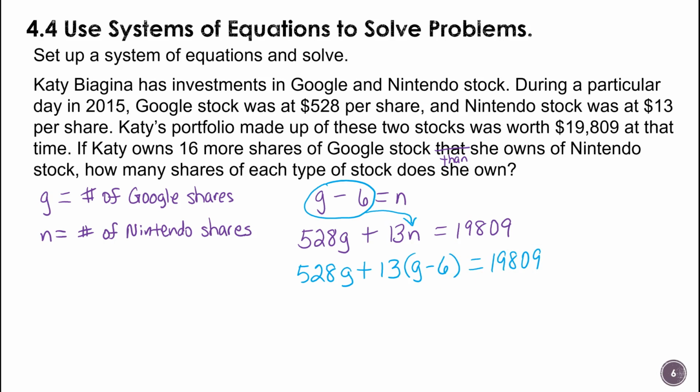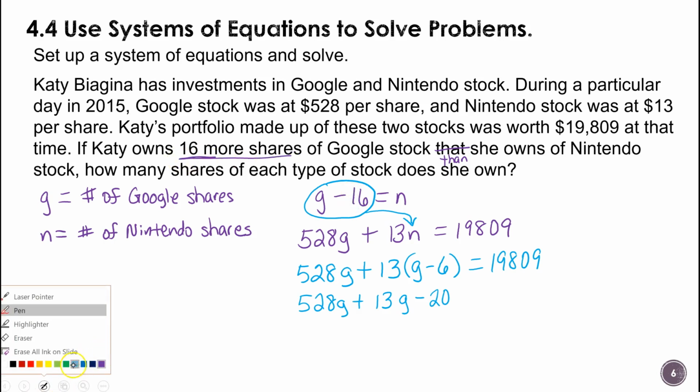Okay, so next step, I'm going to distribute the 13. So 13G minus 208. Hold on, that is a 16. I wrote this wrong. Hold on, we've got to go back up here. It was not minus 6, it was minus 16. I wrote that wrong. Right, 16 more shares. And then this one is also a 16. All right, so when I multiply 13 times negative 16, we end up with 208.